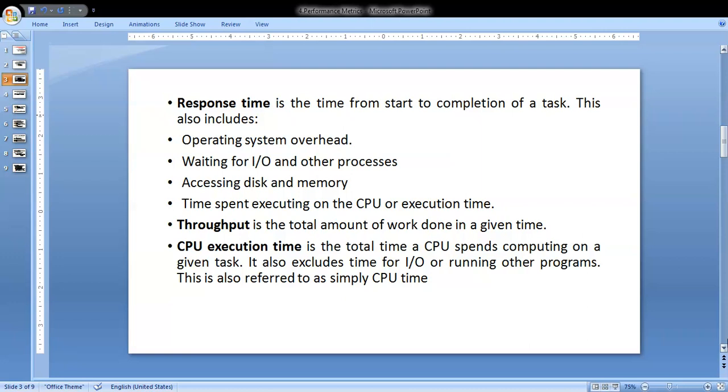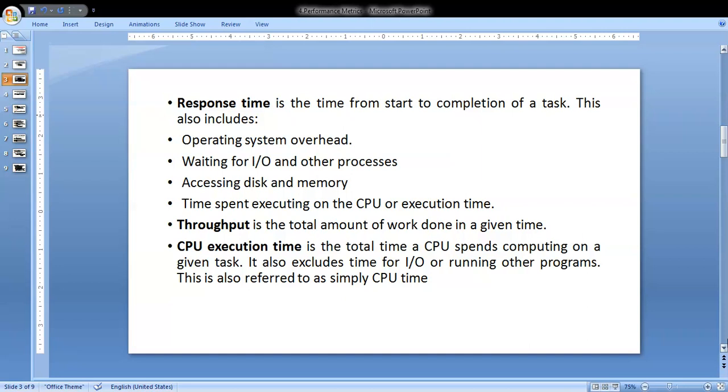The next one is the time spent in executing a particular process on the CPU, or the execution time. Execution time itself is a performance metric constraint. The response time is also dependent upon the execution time, how long it has taken to execute a particular task. Okay, next one is throughput.